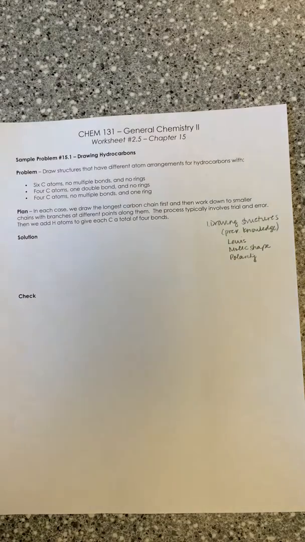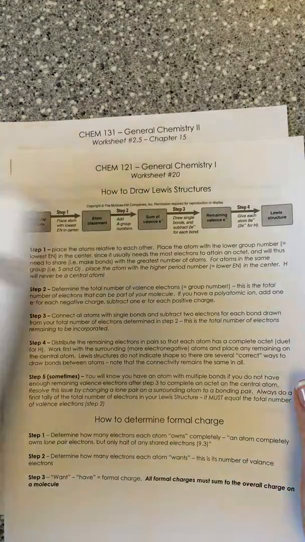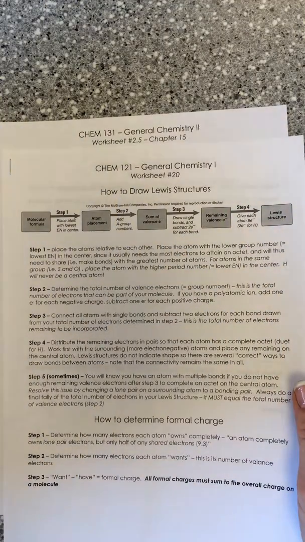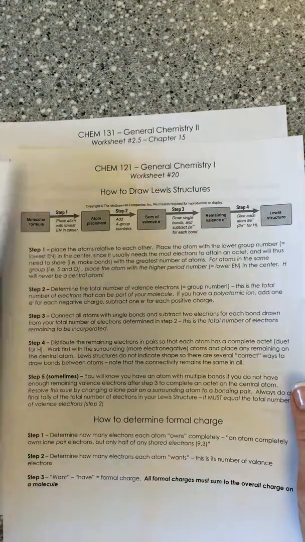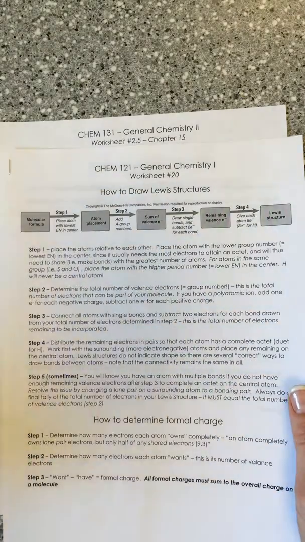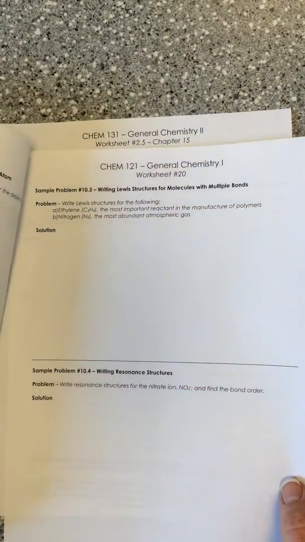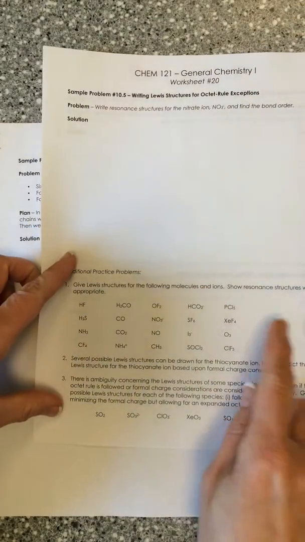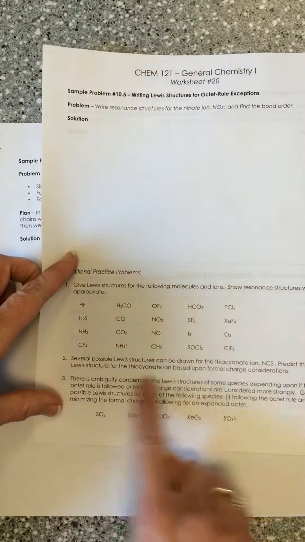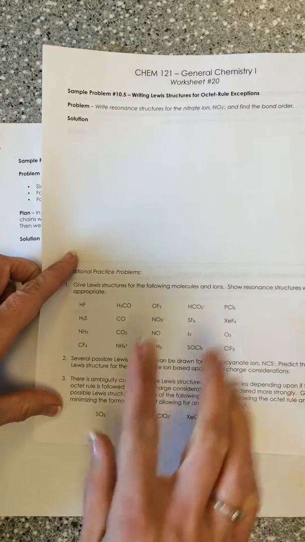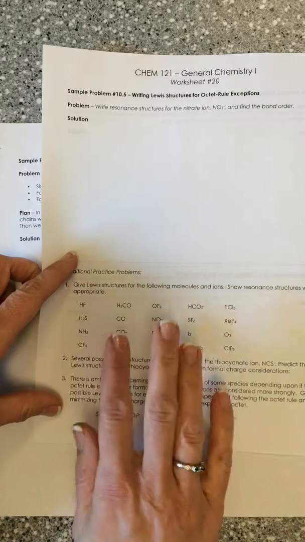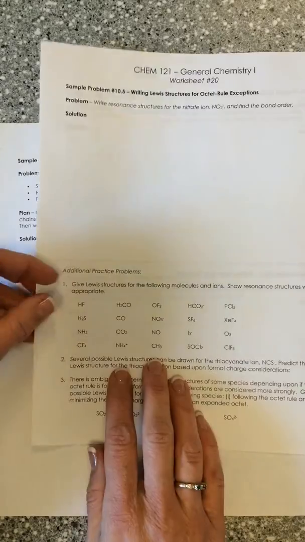And so I have some worksheets that'll be posted on this. The first is, again, information from Chem 121, which is Gen Chem 1. Worksheet 20 deals with how to draw Lewis structures. There are several sample problems in here. And importantly, at the end, there's some additional practice that goes through about 20 different structures that you can practice drawing Lewis structures with.